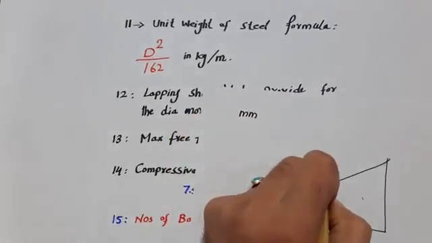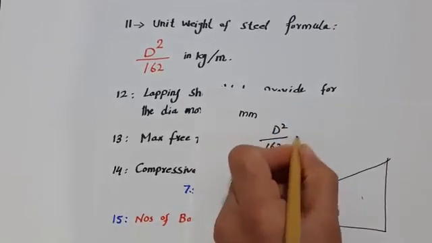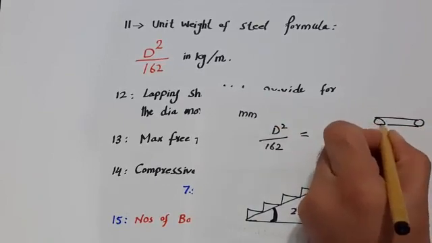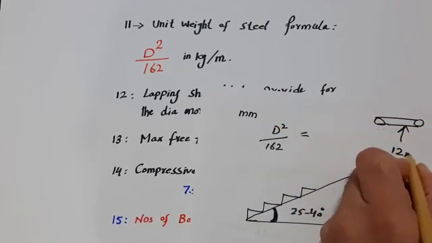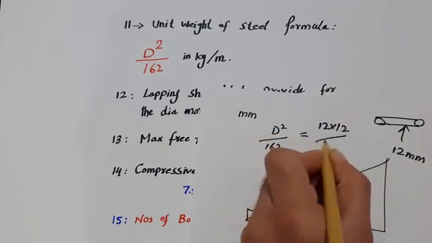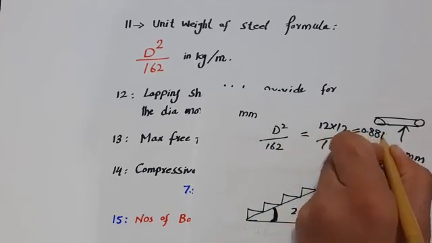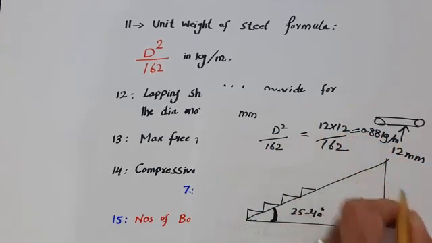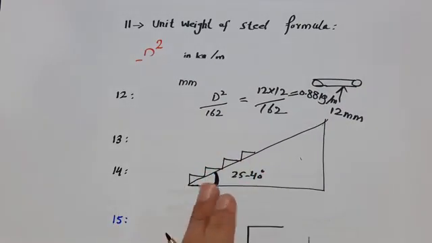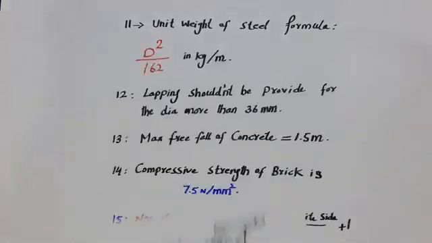For example, I am using the formula D square divided by 162. Say the steel rod dia is 12 millimeter. So the formula will be 12 multiplied by 12 divided by 162, which becomes 0.88 kg per meter. This is the weight of steel for a 12 millimeter dia steel rod. With the running length you can also multiply, right?